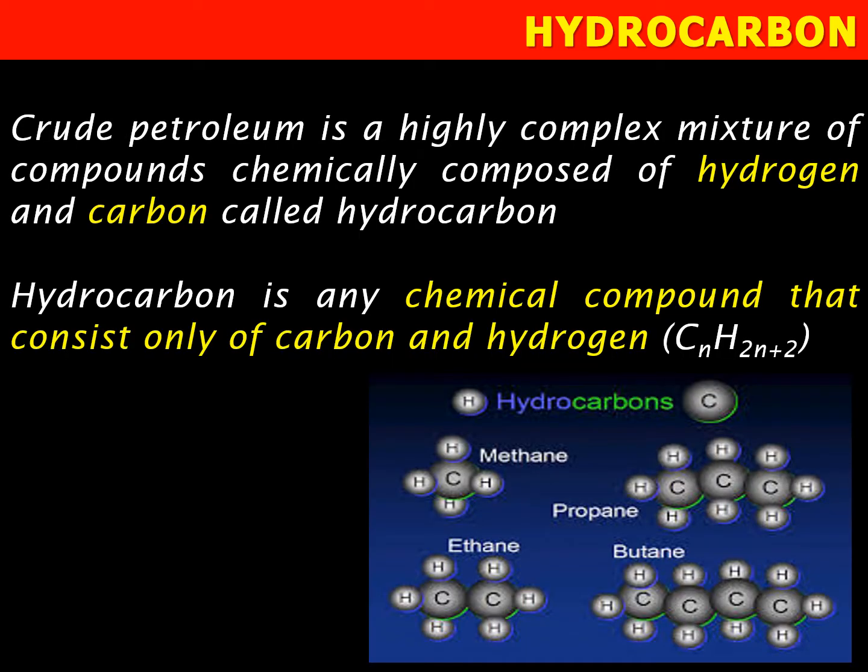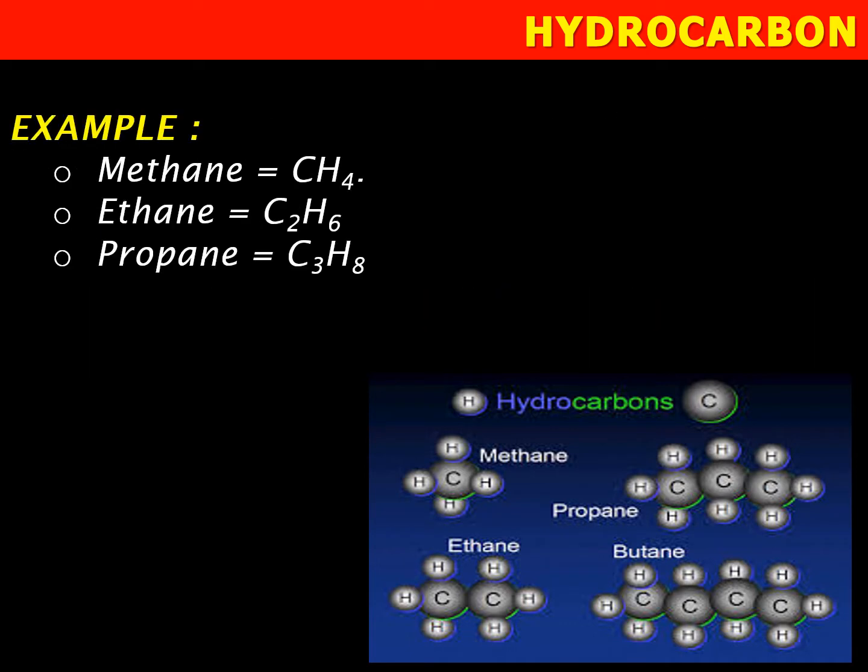Crude petroleum is a highly complex mixture of compounds chemically composed of hydrogen and carbon, called hydrocarbons. A hydrocarbon is any chemical compound that consists only of carbon and hydrogen. For example, methane, CH4, ethane, C2H6, propane, C3H8.